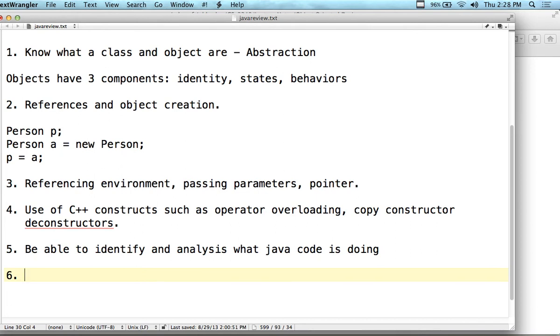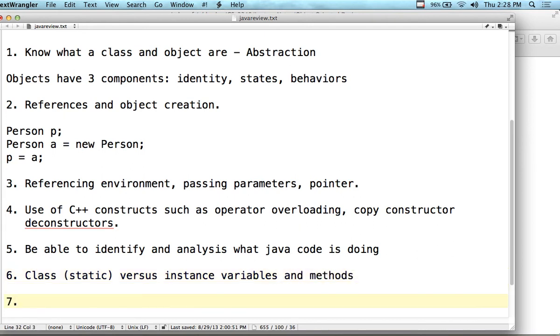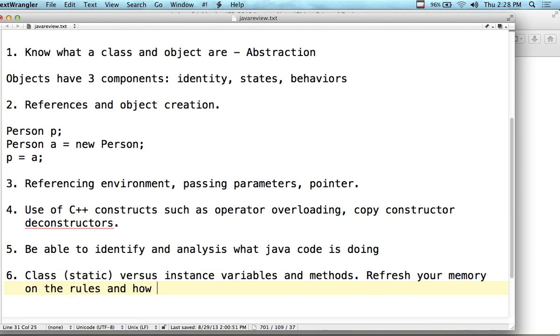Class versus instance variables and methods. Class, I'll put here the word static, versus instance variables. Really, whether fields or data members, whatever you want to call them, and methods. Refresh your memory on the rules and how to use these concepts.